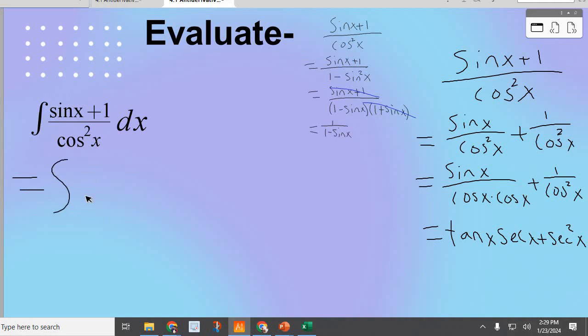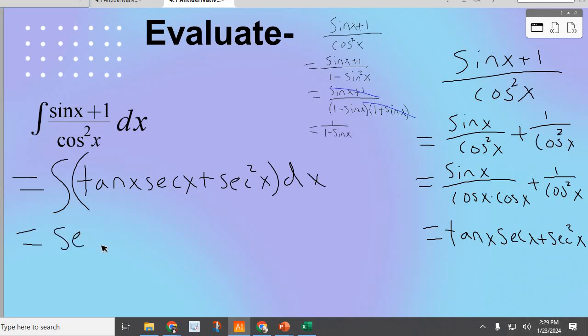Yeah. So now we need to think, do I have a function that when I take the derivative, I get this first one, tangent secant? Secant, agree. Do I have something that when I take the derivative, I get secant squared? Tangent. So that in here. Yay! Questions on that one?